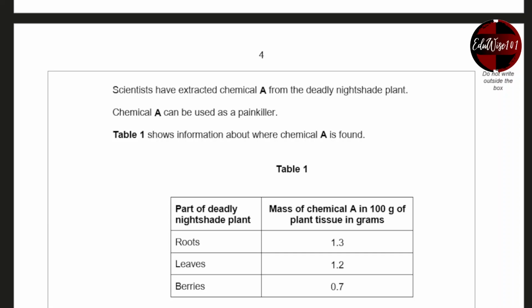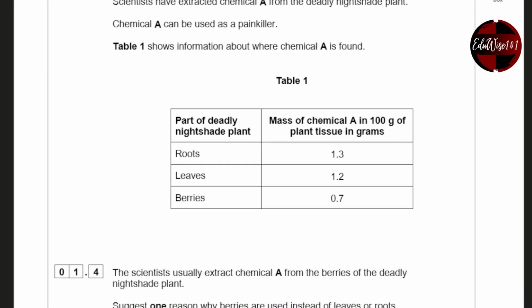Scientists have extracted chemical A from the deadly nightshade plant. Chemical A can be used as a painkiller. Table 1 shows information about where chemical A is found. So, part of the deadly nightshade plant: roots 1.3, leaves 1.2, berries 0.7. So it's the roots that have the most amount of chemical.